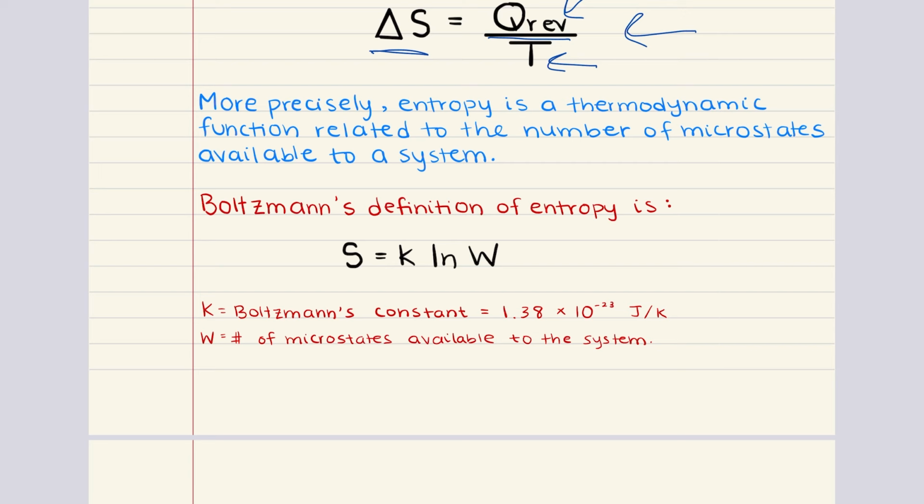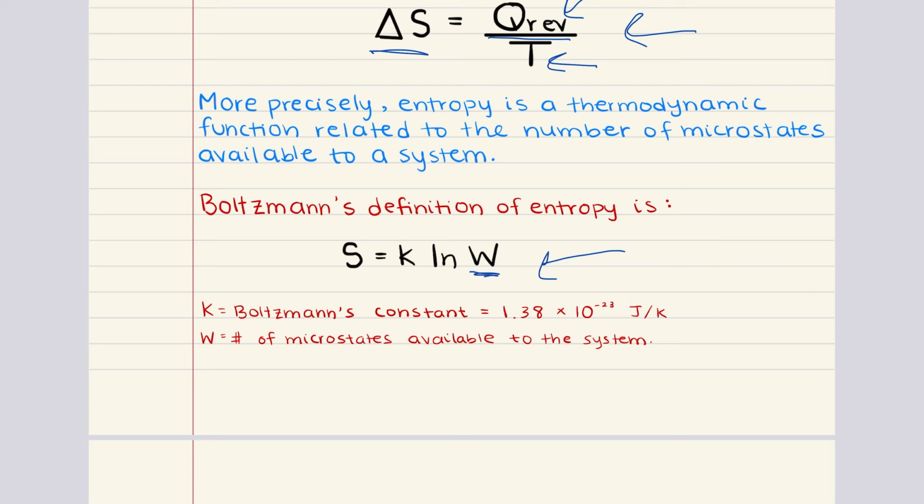The number of microstates, represented by a capital W, reflects the different configurations the particles in the system can adopt while maintaining the same overall energy. The more microstates available, the greater the entropy of the system, because there are just more ways for energy to be dispersed. Now, Boltzmann's equation for entropy captures this relationship mathematically in this equation right here.